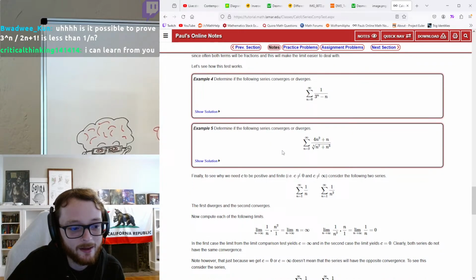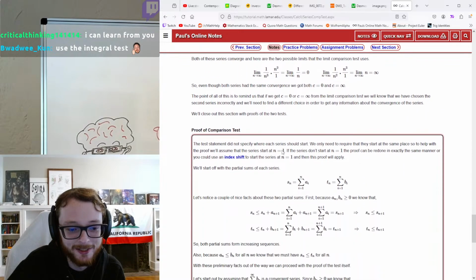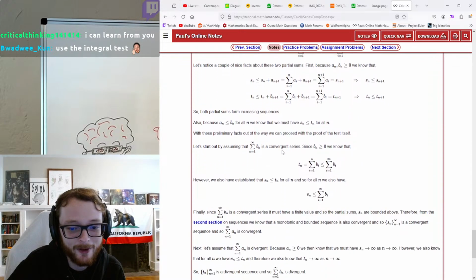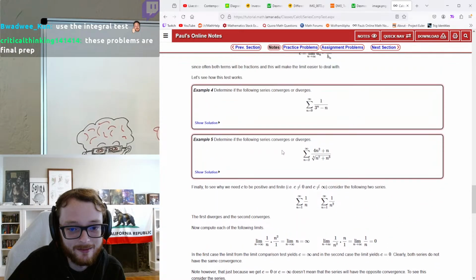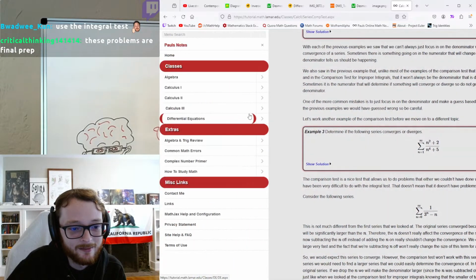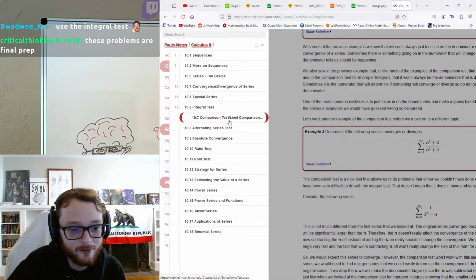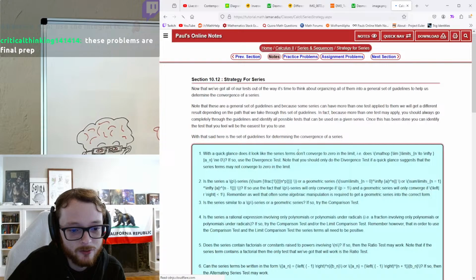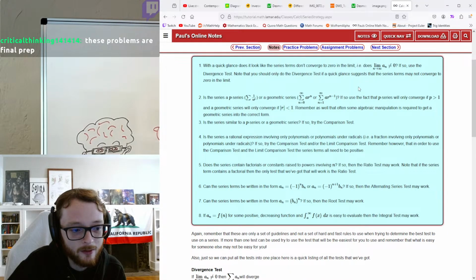I mean, if you want to integrate that, you need the gamma function. Problems are final prep. I'll show it to you. Just let me see if there's any kind of last ditch thing that I can try. You can show (3/4)^n is greater than it.